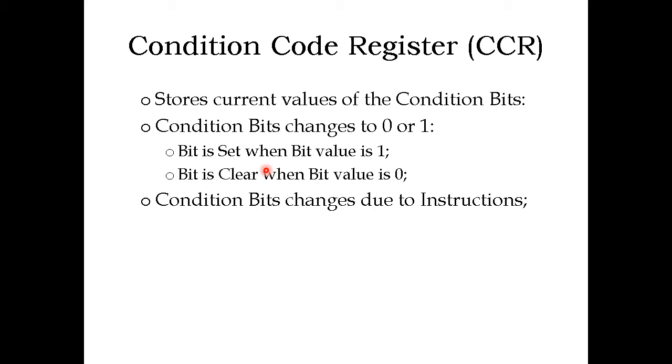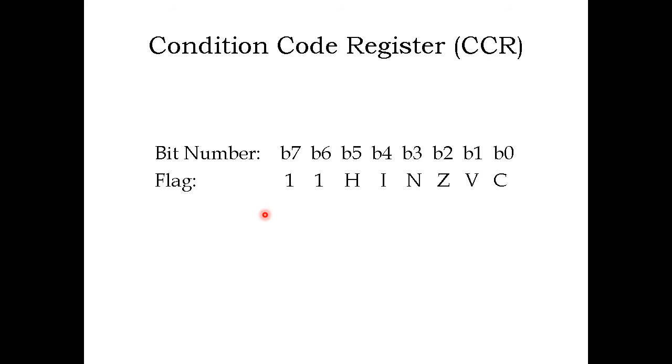And both have meaning. If it is set, it has a meaning. If it is not set, meaning cleared, it has a separate meaning. We'll talk about those soon. So basically, all these condition bits change due to instructions, that means due to the instructions you have in your instruction set. Whenever your microprocessor runs those instructions, the condition bits change based on the outcome of the operation. So let's try to understand those bits in a little more detail.